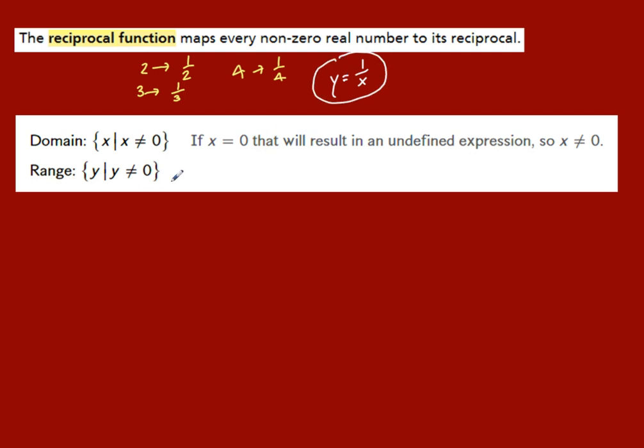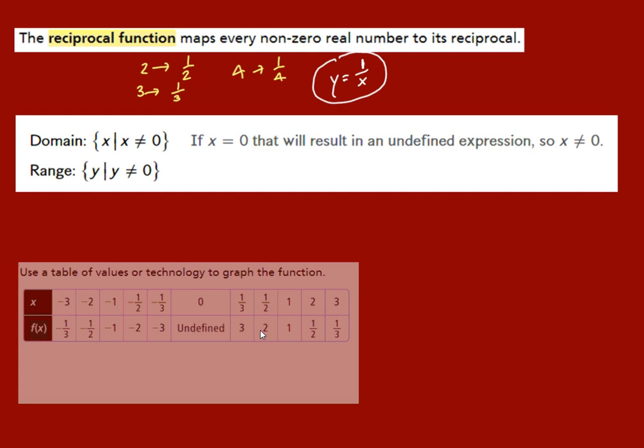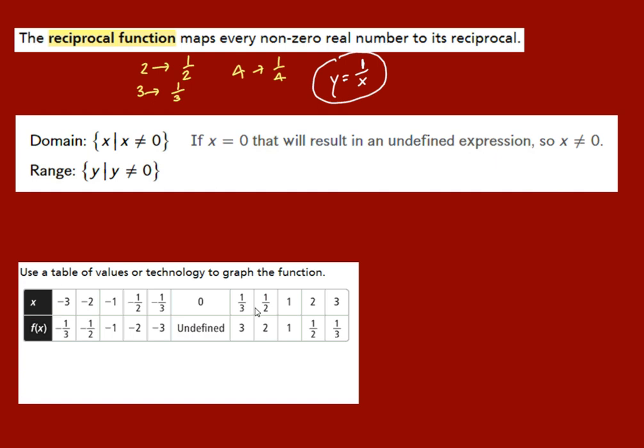And the range cannot be 0 because you aren't ever going to divide by 0. You're always dividing into 1. So the only way that y could be 0 is if the top was 0, and the top will never be 0. That's your domain and range. Okay? You also need to know how to graph it. We can use a table of values or technology to graph this function. So you could type this into your calculator.